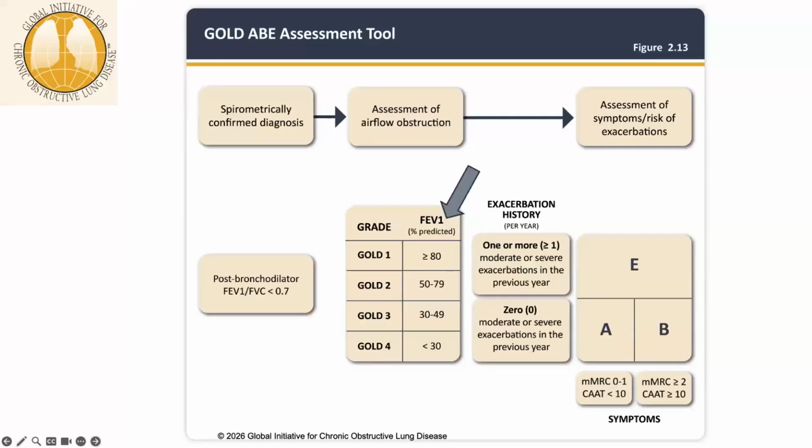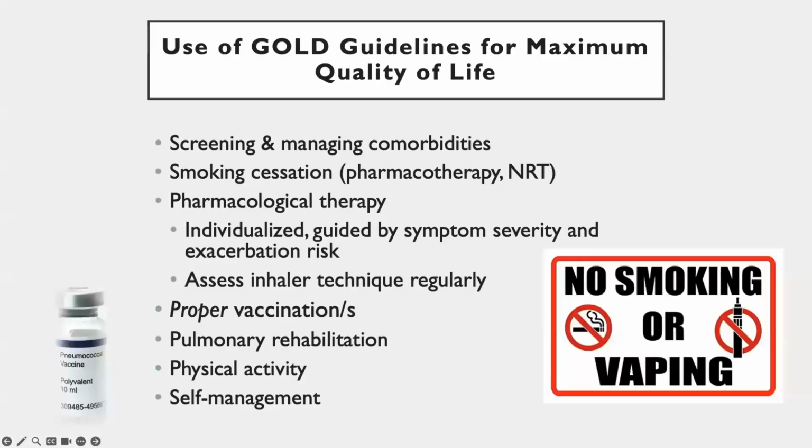Now, the St. George's Respiratory Questionnaire still remains the most widely documented comprehensive measure, but what I'm showing you here, the MMRC, the CAT test, the GOLD ABE assessment tool, this is kind of a quick summative version of how to get to an endpoint of classifying a patient without much of that longer document.